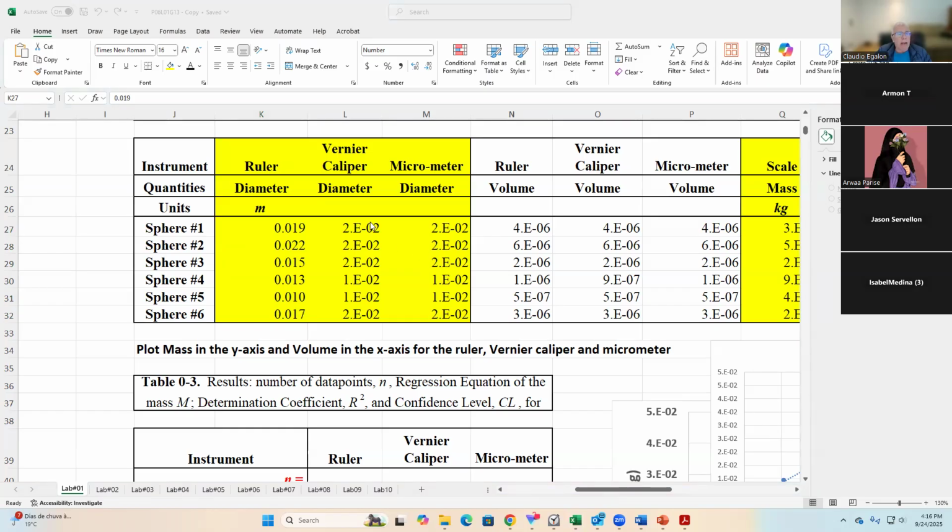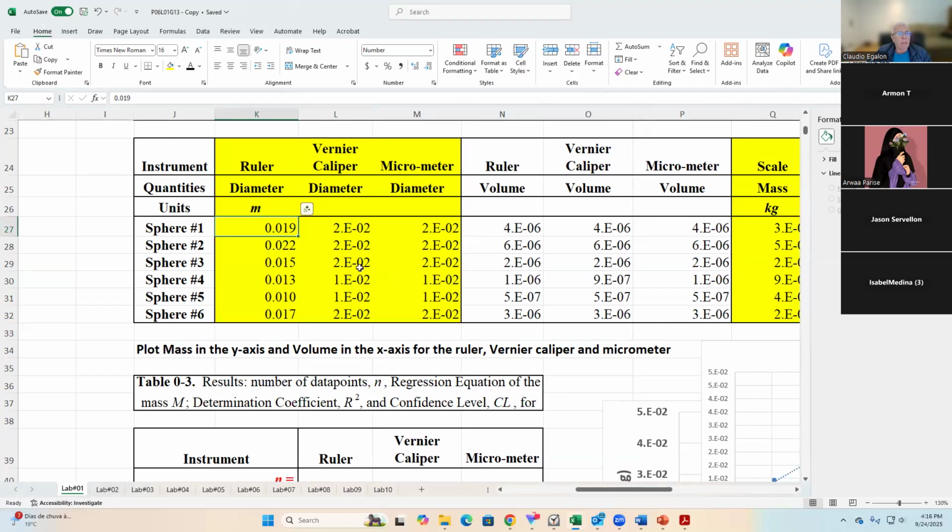Now, what about the vernier caliper? The vernier caliper, because it's a fancier instrument, has a better resolution than the ruler. It is possible to measure up to the tenths of a millimeter with the vernier caliper. And what allows you to do that is what we call the vernier scale that we have here in this device. Okay, let's see if I can display that for you.